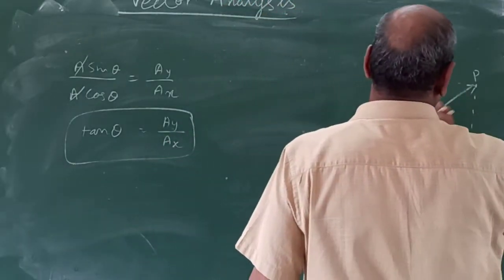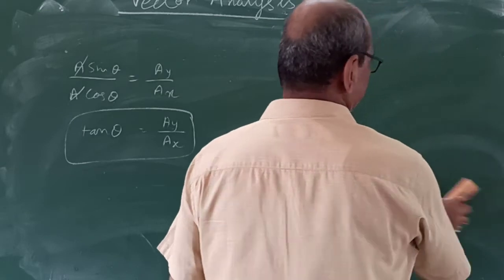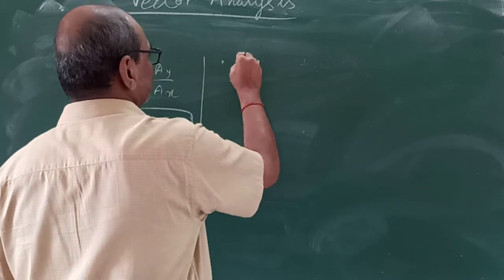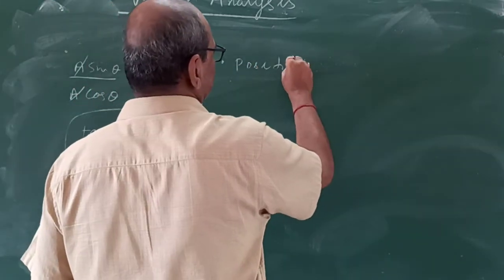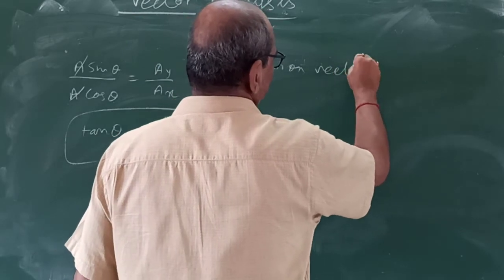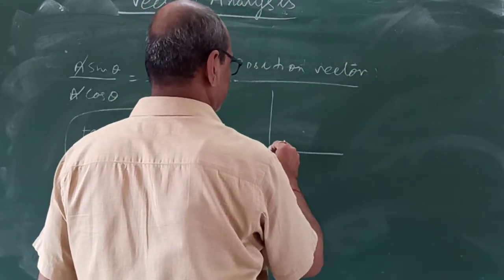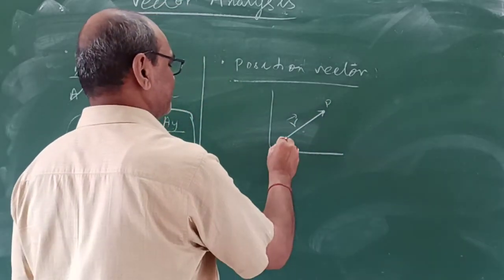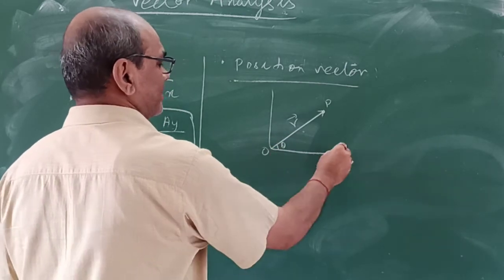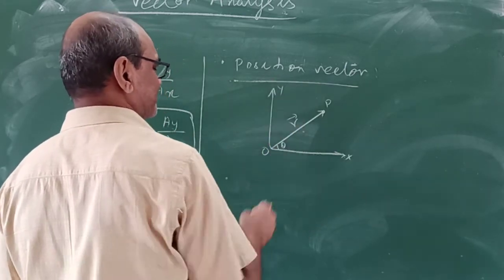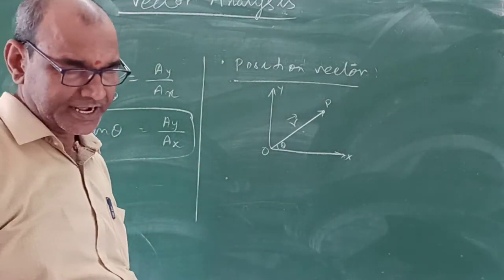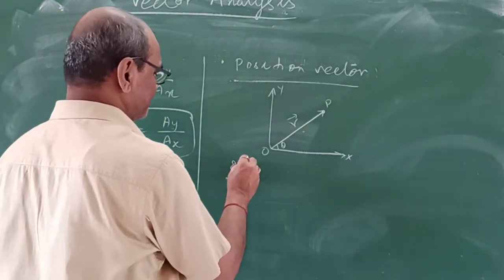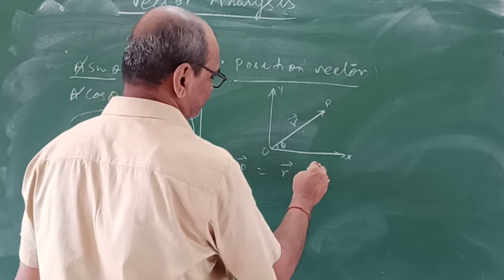If we write the vector in terms of position vector, then how can we write? We draw the same diagram. Let a particle be located at point P whose position vector is R. The angle is theta along the x-axis. All of you know that.